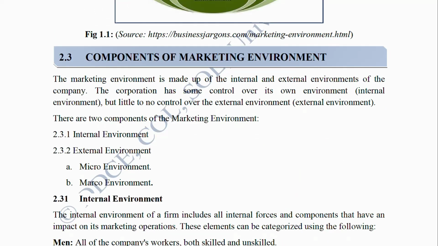2.3 Components of marketing environment. The marketing environment is made up of the internal and external environments of the company. The corporation has some control over its own environment, internal environment, but little or no control over the external environment. There are two components of the marketing environment. 2.3.1 Internal environment. 2.3.2 External environment. A. Microenvironment. B. Macroenvironment.